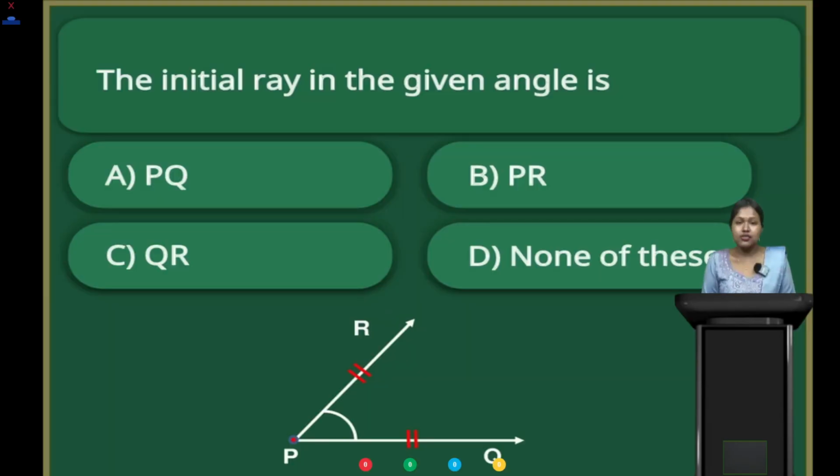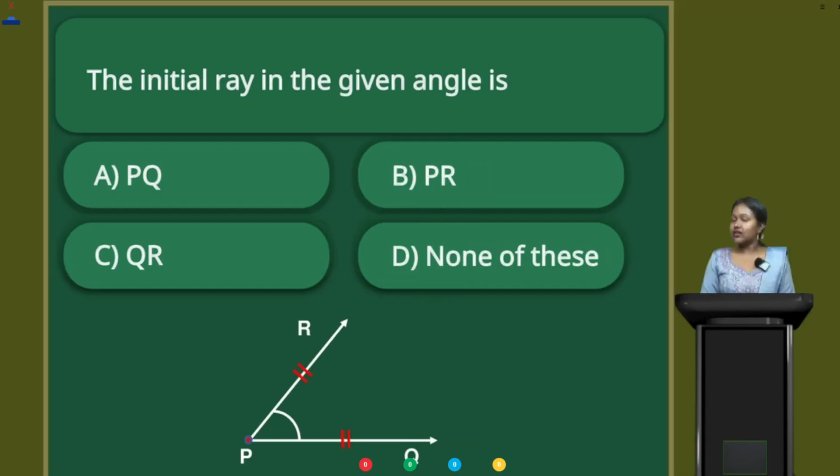Now, this is the time for a question. Let's see how many of you can answer. The question is, the initial ray in the given angle is which one? Is it PQ, PR, QR or none of the above? Already we saw one such question, my dear students. We saw when two lines coincide and we drag one line up and make one angle, one was the initial line. So you have to tell me which one is the initial line.